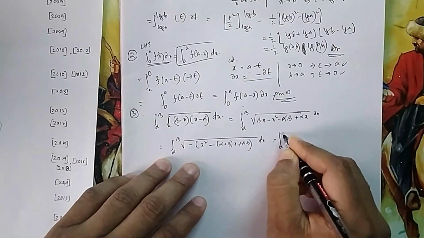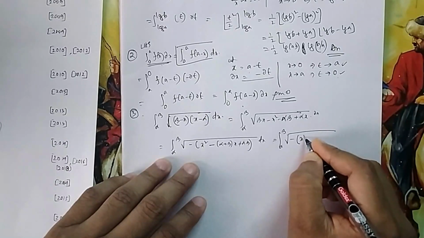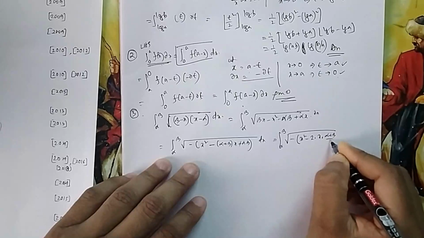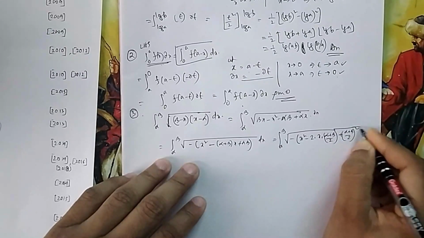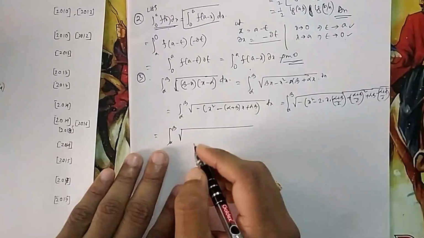Now if you continue this one, alpha to beta, then minus, and if you make it a perfect square, it will be x square minus 2 into x into (alpha plus beta)/2 plus ((alpha plus beta)/2) whole square plus alpha beta minus ((alpha plus beta)/2) whole square. So what will it look like?